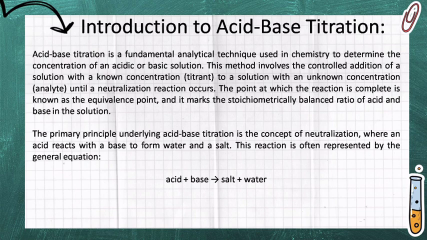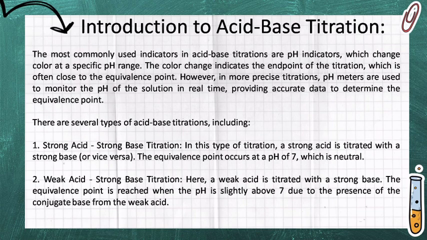The primary principle underlying acid-base titration is the concept of neutralization, where an acid reacts with a base to form water and a salt. This reaction is often represented by the general equation, acid plus base to give salt plus water. The most commonly used indicators in acid-base titrations are pH indicators, which change color at a specific pH range. The color change indicates the endpoint of the titration, which is often close to the equivalence point. However, in more precise titrations, pH meters are used to monitor the pH of the solution in real time, providing accurate data to determine the equivalence point.